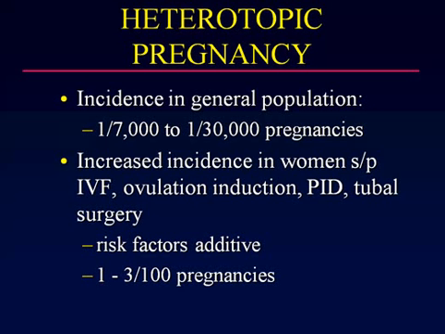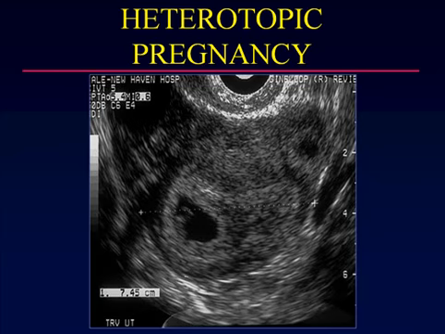So women who've undergone in vitro fertilization, ovulation induction, PID, and tubal surgery. And these risk factors are additive. So in a woman with multiple risk factors, her risk for having an intrauterine and extrauterine pregnancy may be quite high, as high as 1 in 3 per 100 pregnancies.